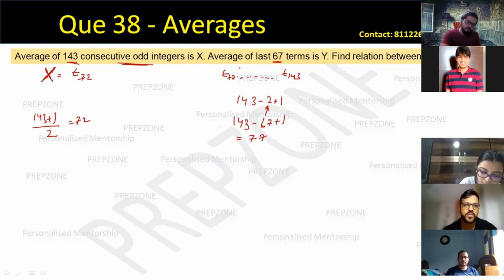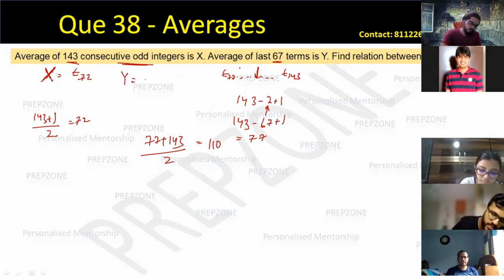Great. Which means, which will be the middle term? Simply (77 plus 143) by 2. Fair? We have an odd number of terms, so we will have some middle term. So the middle term will be (77 plus 143) by 2, which is 110, which means y equals T110. This also we know.